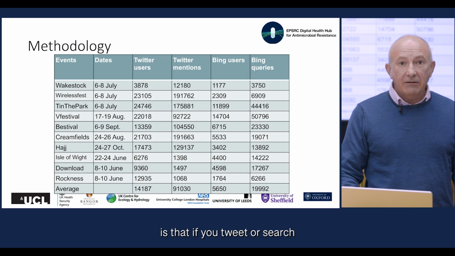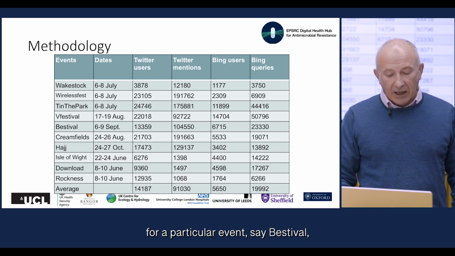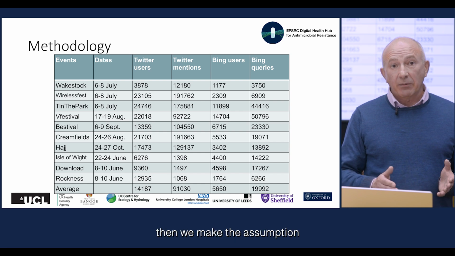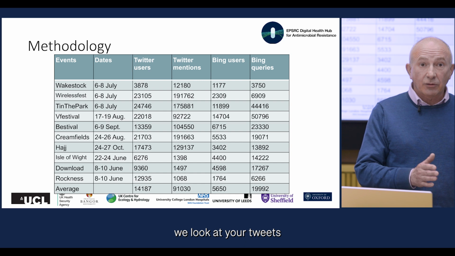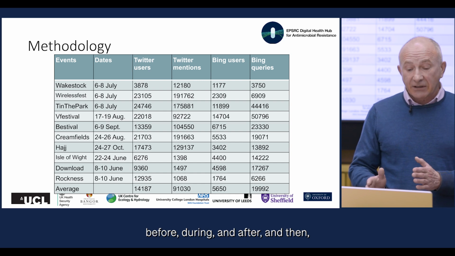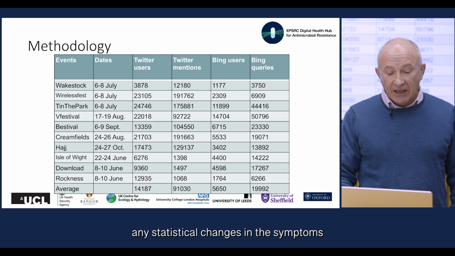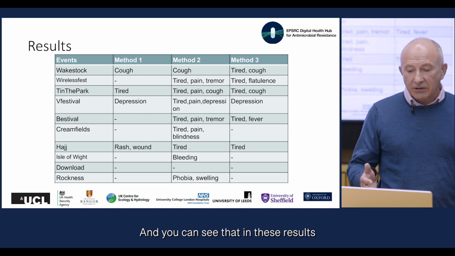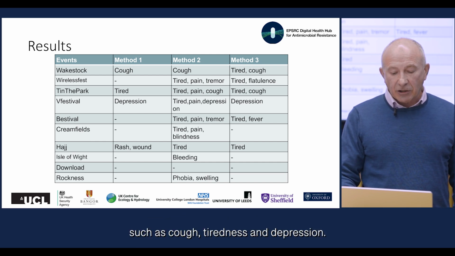The general idea is that if you tweet or search for a particular event, say a festival, if you tweet it or search about it enough times, then we make the assumption that you're actually attending. And then if you're attending, we look at your tweets before, during and after, and then look to see whether there's any statistical changes in the symptoms that you're reporting during those 3 periods. And you can see that in these results that we could actually detect changes in symptoms such as cough, tiredness and depression.